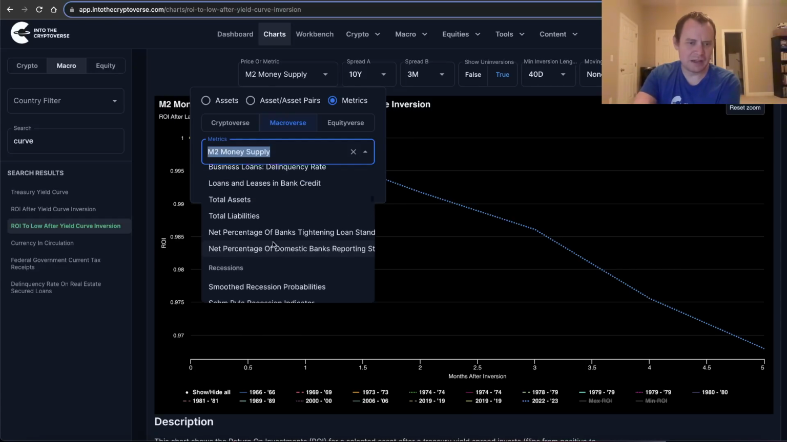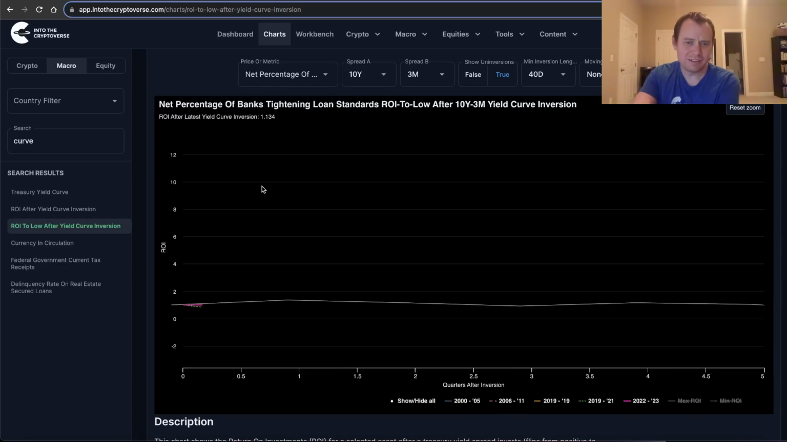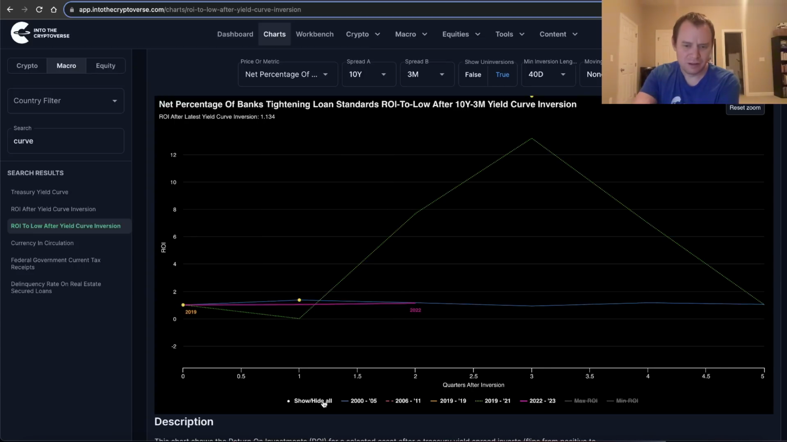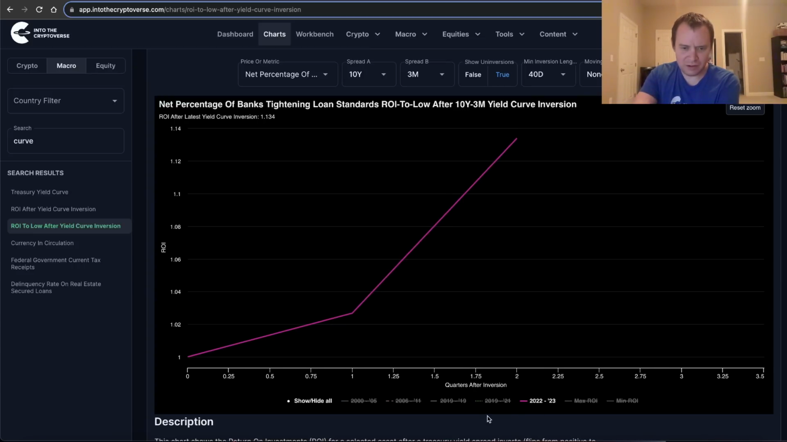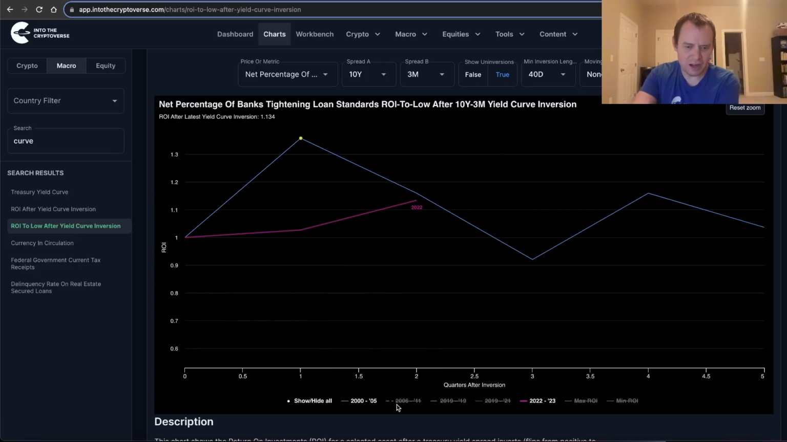What other stuff could we look at? Net percentage of banks tightening loan standards. This is the current cycle. Here's the financial crisis, which is not even out. Here's the dot-com crash, right? So we're kind of right where we were in the dot-com crash at this point.